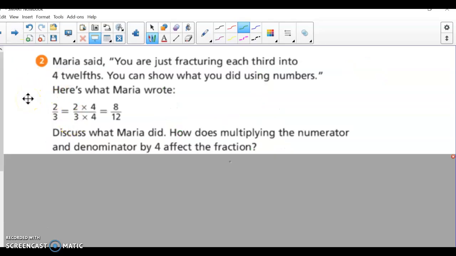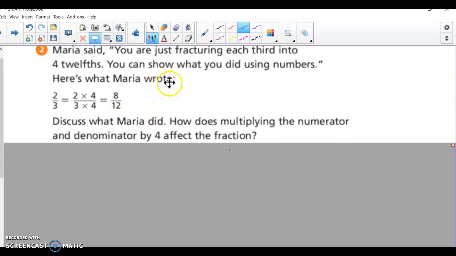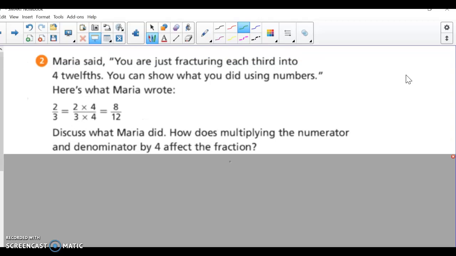Maria said, moving on to number 2, you are just fracturing each third into 4/12. You can show what you did using numbers. Here's what Maria wrote: 2/3 equals 2/3 times 4/4 equals 8/12. Let's look at that. Discuss what Maria did. How does multiplying the numerator and the denominator by 4 affect the fraction? If you're watching this with somebody, pause it right now and talk about that. How did that work? Did that make any sense at all? If you're watching by yourself, just go ahead and pause it and try and come up with a reason for that. Okay, let's go ahead and look.